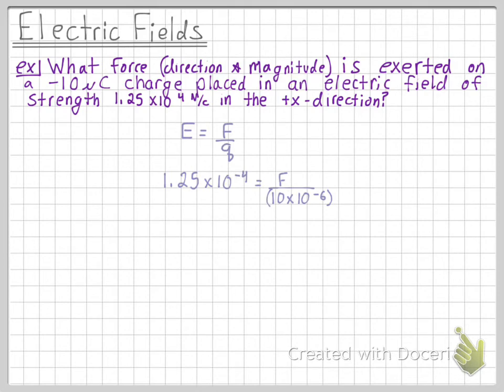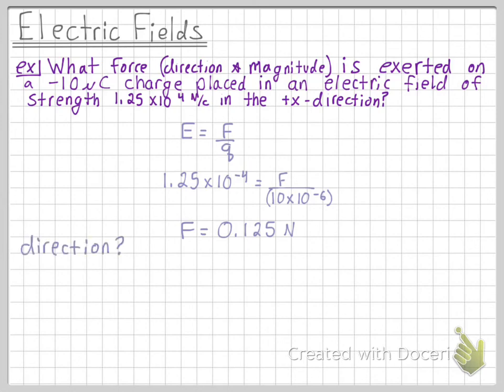Alright, notice how we always just use the positive values here. Even though we had a negative 10 microcoulomb charge, we place in a positive value. And then we deal with the fact that it was negative when we talk about the direction. So we solve for the force, and we see that this charge would feel a force of 0.25 newtons.